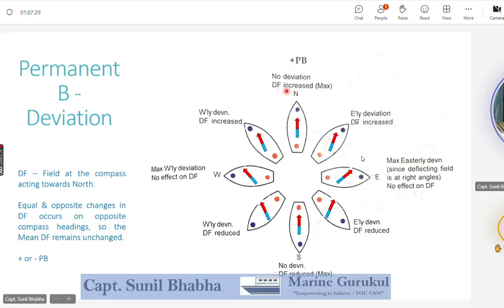On a north easterly heading, you will have a westerly deviation, because the bow will be red, and the red poles are going to repel, generating a westerly deviation. Yes, sir. Okay. Copy, sir. Thank you, sir.